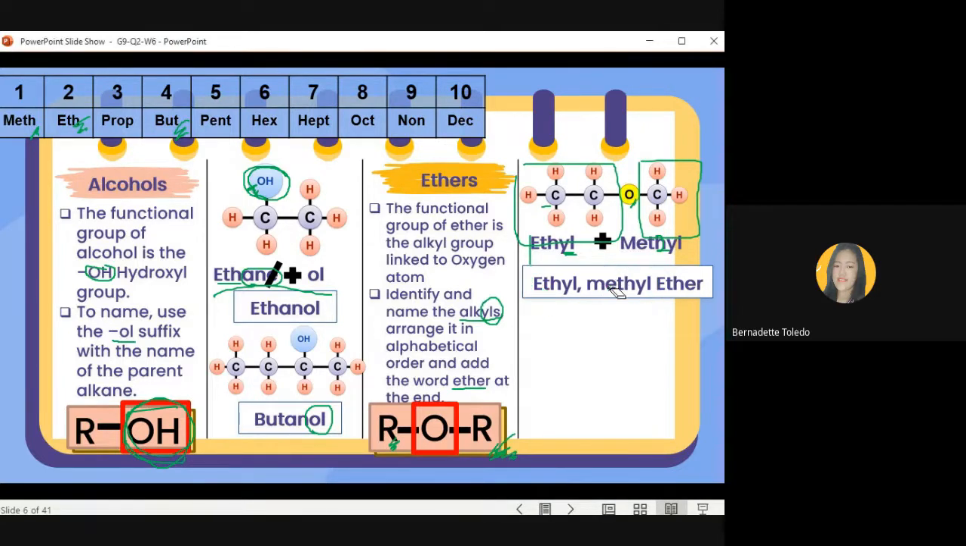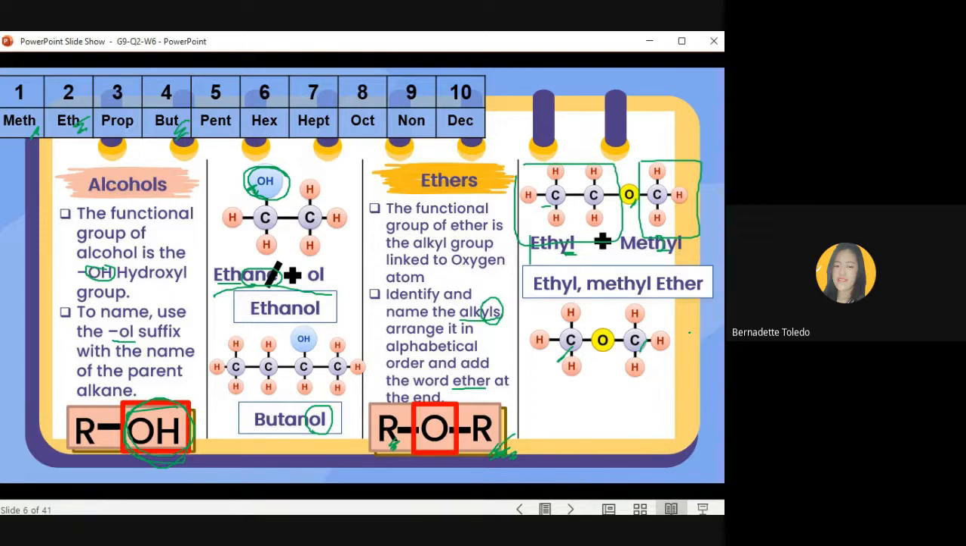Another example, this one. So in this one, we have two carbon chains having one carbon each. If we have one carbon, we will use met, and this is a branch chain, so we will end it with YL. So the name of these two is both methyl. Now, if we have two methyl, we cannot write it methyl methyl ether. But instead, we will be using the prefix to identify how many of such group are present.